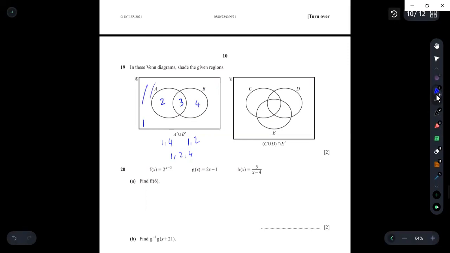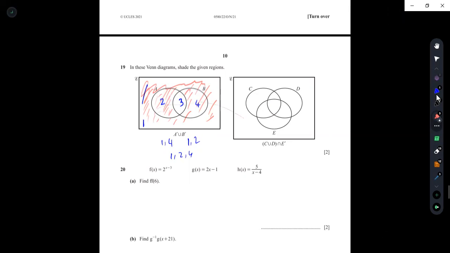So that means we should shade not 3, other than 3, everything to be shaded. Only this part will be left unshaded. And if you are writing these numbers with pencil, that's a good idea. You can erase at the end after identifying the area to be shaded, so that only the actual data is left.